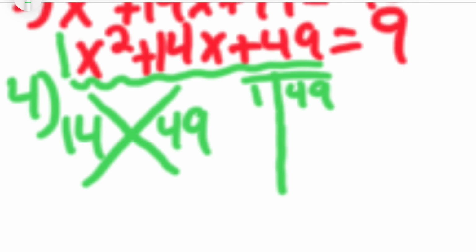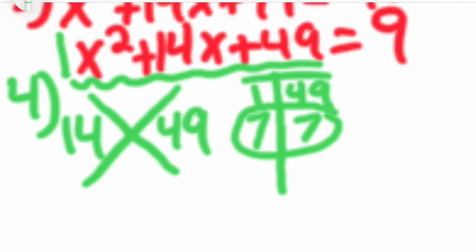1 times 49. 2 does not go into it evenly. You can keep going. Typically when you see 49, hopefully you know to try 7. So 7 times 7 gives us 49. We can also add or subtract 7 and 7 to get 14.